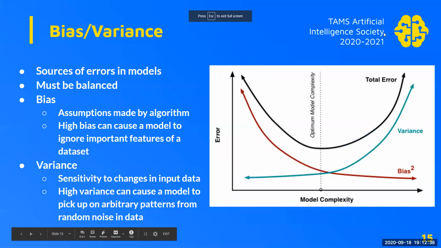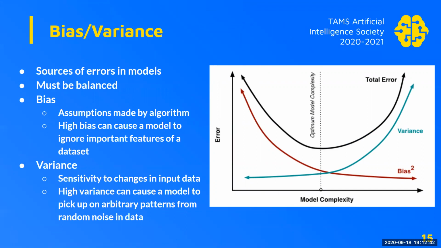And then we went over bias and variance, which are different sources of errors in machine learning problems that arise from model complexity, right?